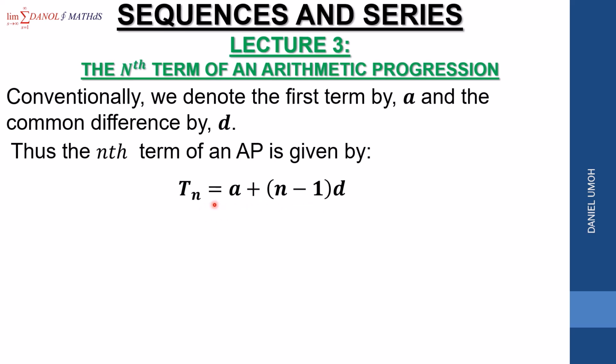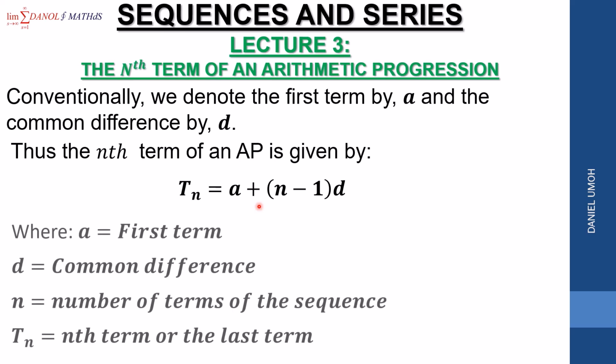This is the formula for the nth term of an arithmetic progression, where A is called the first term, D is called the common difference, n is called the number of terms of the sequence, and T of n is called the nth term or the last term. I want you to note T of n is called the nth term, and we can also call it the last term of the sequence.